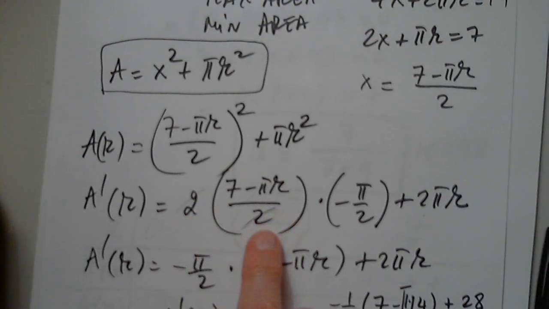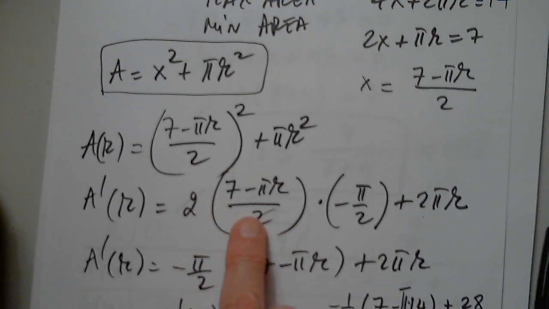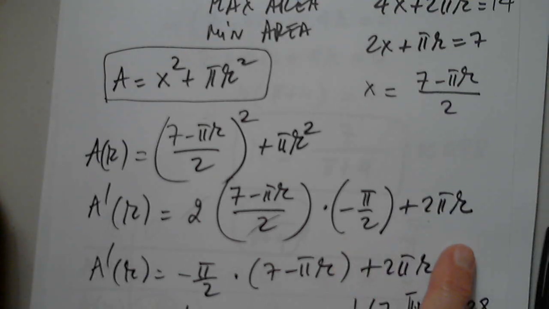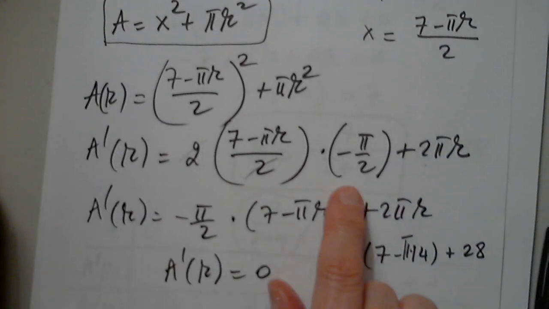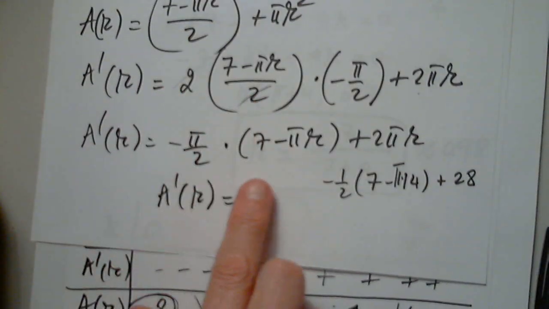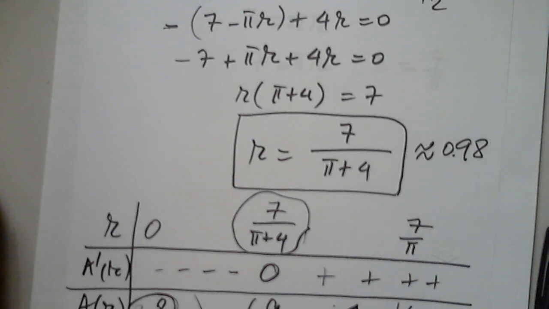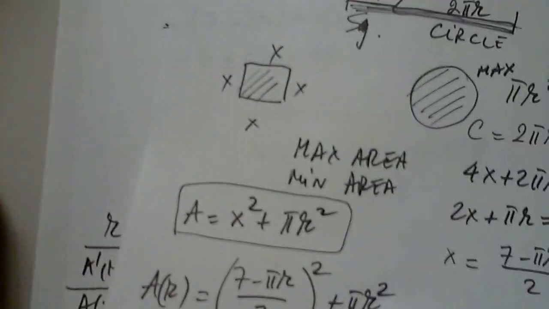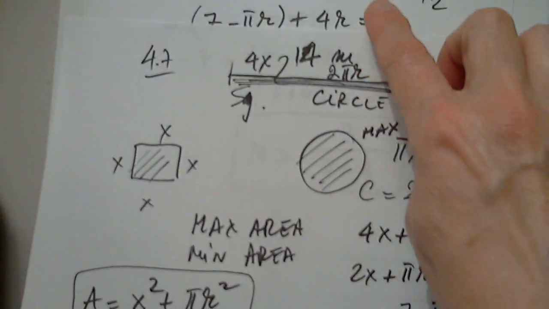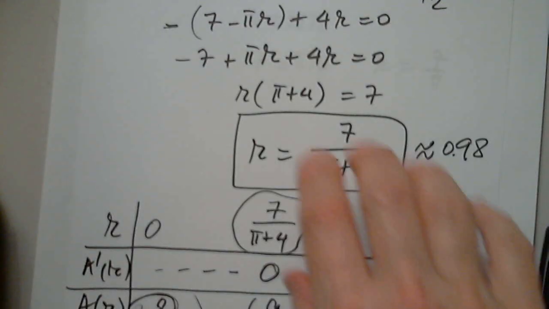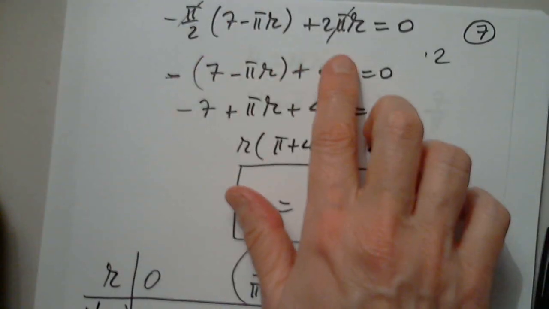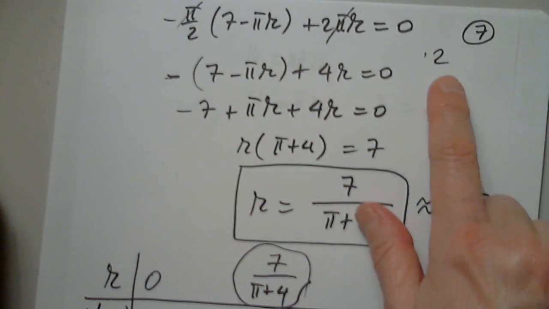2. This is correct. This is correct. I simplified by pi, and then I multiplied by 2.